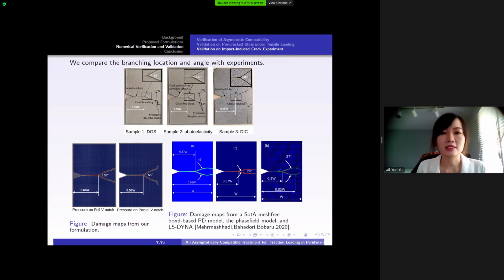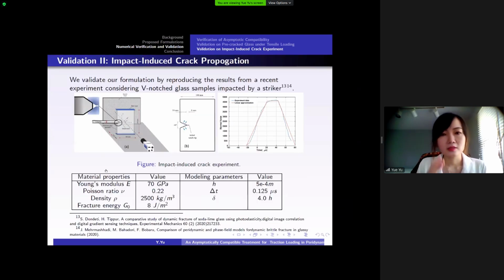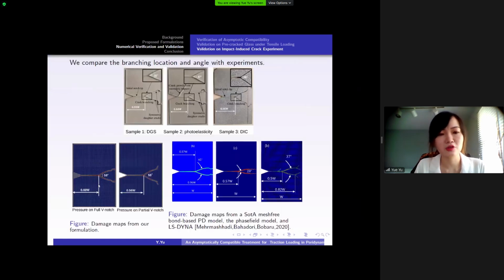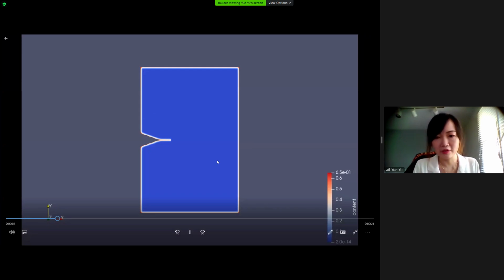Now we want to see if our simulation, with the normal force measured from the experiment and the same material properties, can reproduce the damage pattern. Here, there is one detail which was not provided by the experiment, and that is the shape of this striker. We can see that this striker doesn't contact the whole V-notch, but we don't know the exact shape. So in our first simulation, we assume that it has full contact with the whole V-notch. And here is a movie from our simulation.